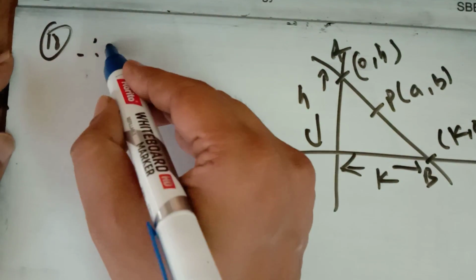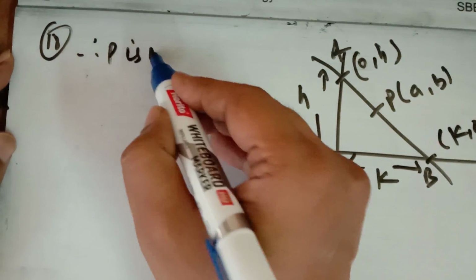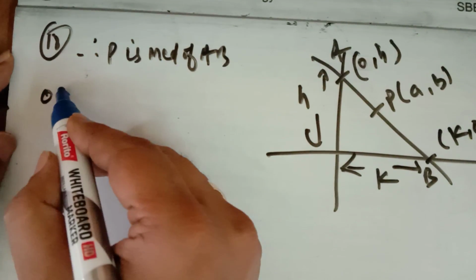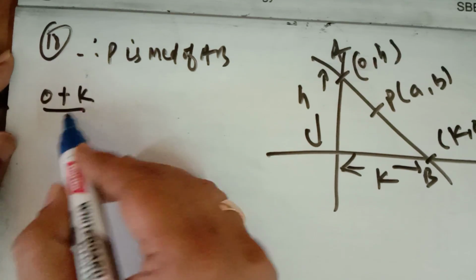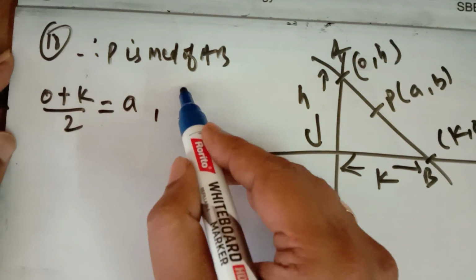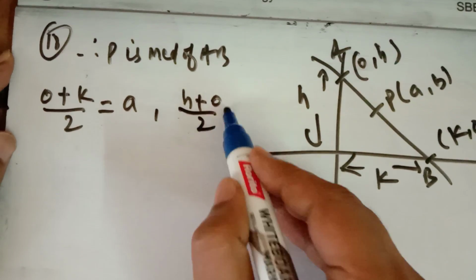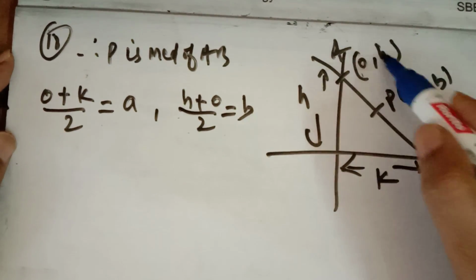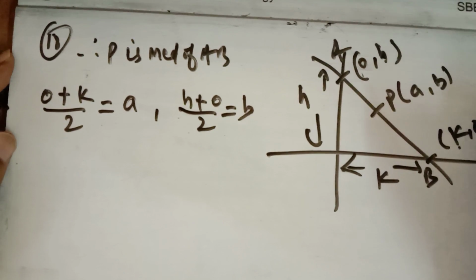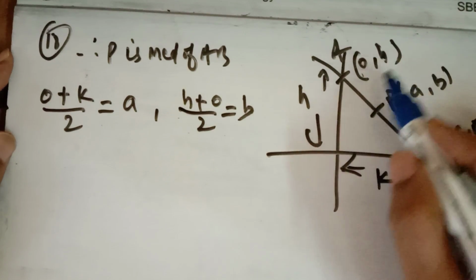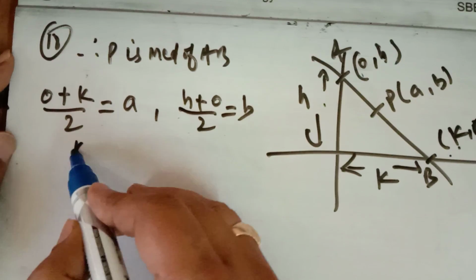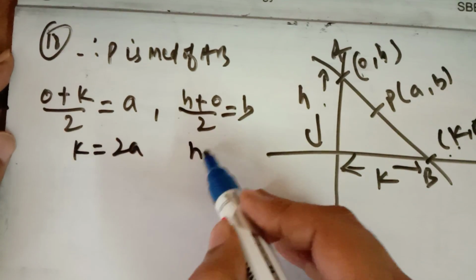Therefore P is the midpoint of AB. Now use the midpoint formula: the midpoint of AB is ((x1 plus x2) upon 2, (y1 plus y2) upon 2). (x1 plus x2) upon 2 is equal to a, and (y1 plus y2) upon 2 is equal to b. This point will be (k, 0) because the distance is k, and this is the point (0, h) because we have taken the distance h. Now from this you can easily find the value of k as 2a and h as 2b.